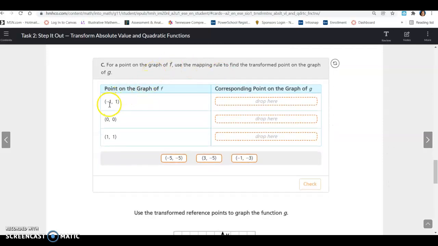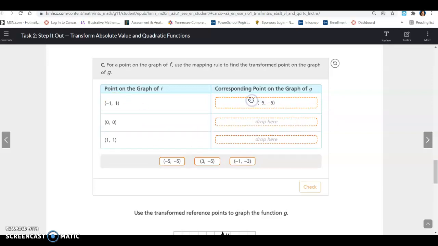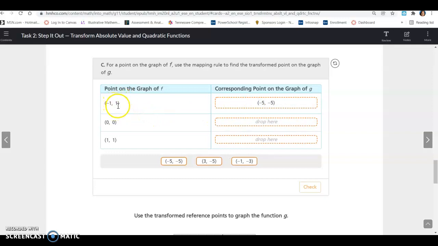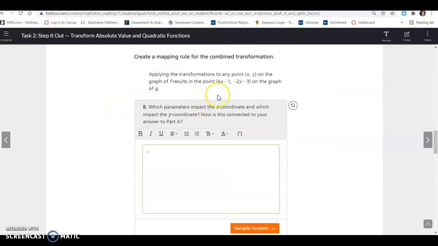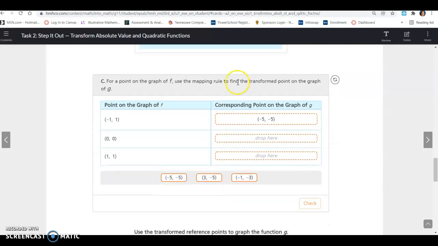All right, so for this point, I'm going to have 4 times -1. 4 times -1 is -4. -4 minus 1 is -5. All right, and then I can check my second coordinate with the second part of this. So -2y minus 3. So -2 times 1 is -2. -2 minus 3 is -5. So the second coordinate works as well.